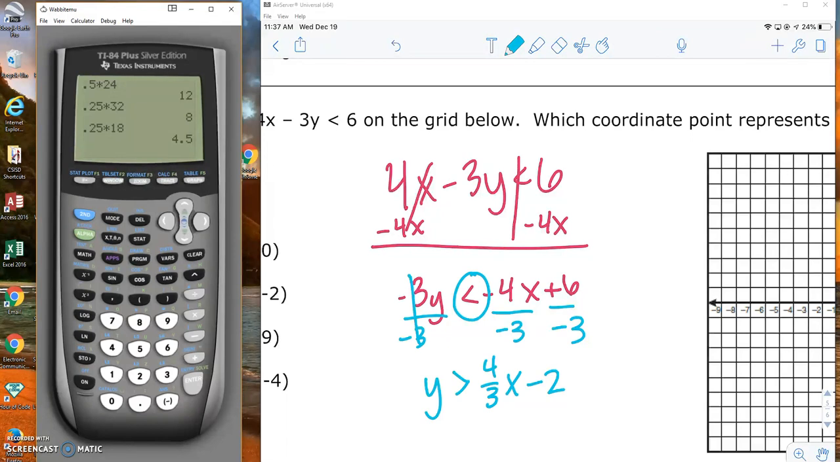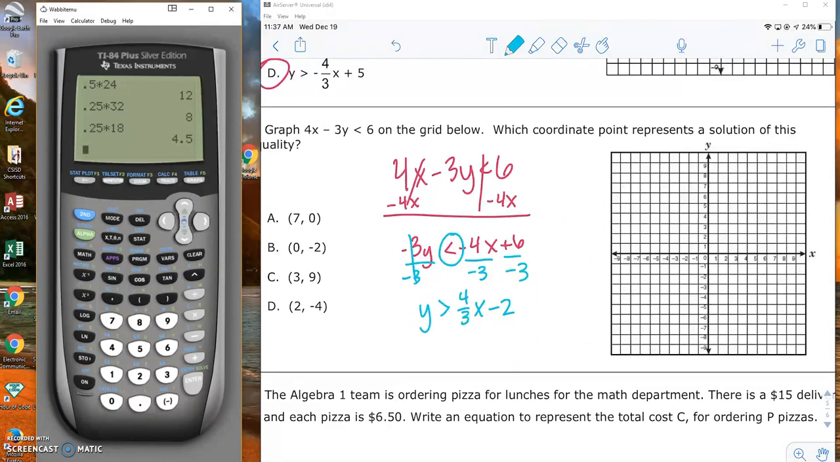And so I have a positive 4/3 because negative divided by negative is positive, and 6 divided by -3 is -2. So I start at -2, and I go up 4, right 3, up 4, right 3. This is a dashed line because there's no line under the inequality. And in this case, y is greater than -2, so on the y-axis, greater than goes above, so everything on this side of the line will be shaded.